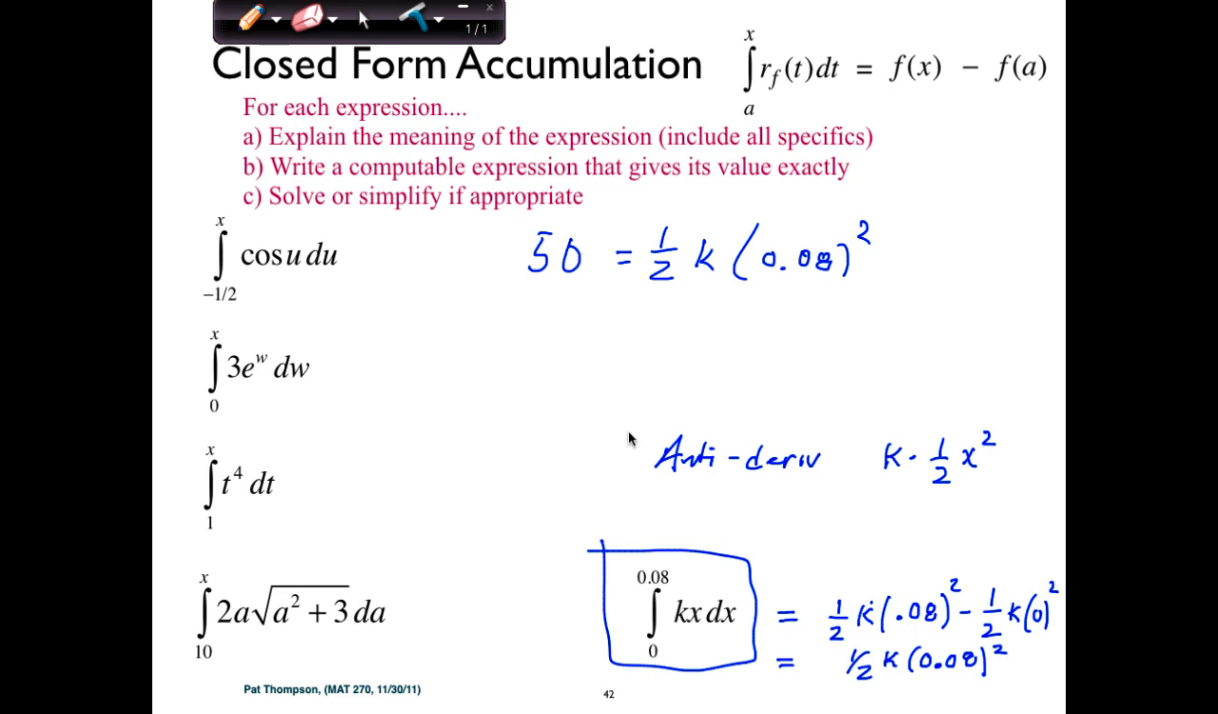So let's finish the problem. What do we got? So what is k? 100 divided by 0.08 squared. It's going to be a big number. So let's use the graphing calculator to do this.